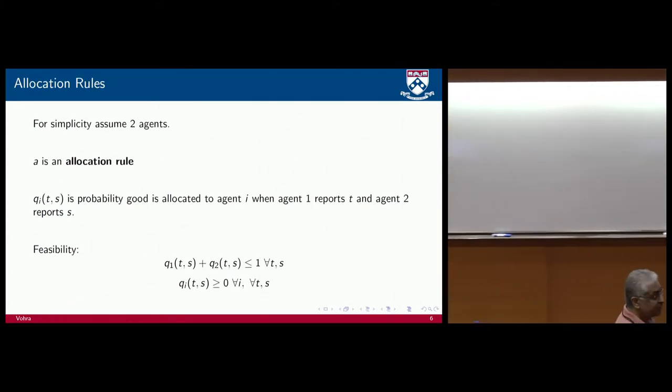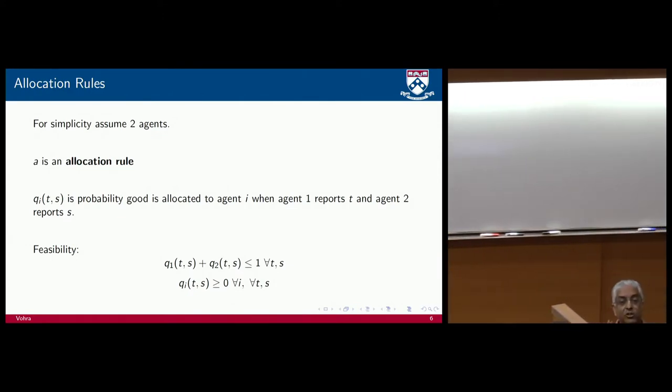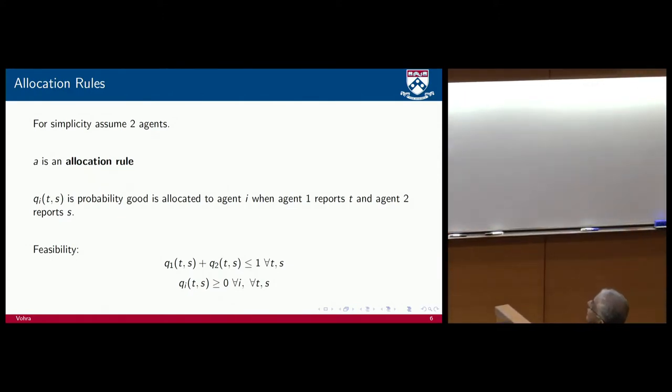Let's look at the allocation variable, and for simplicity, let's just focus on two agents to begin with. Okay? So I have two agents. Little q is my, sorry, that should be Q. Q is my allocation rule. And so here's my allocation rule defined formally. Q subscript i t s is the probability the good is allocated to agent i when agent 1 reports type t and agent 2 reports type s. Okay? What are the only constraints on the allocation rule? Well, these quantities have to add up to at most 1, and they have to be non-negative. Everyone with me so far?